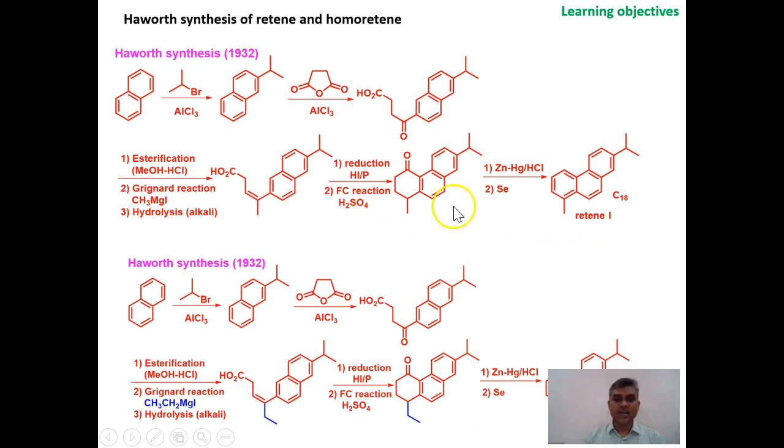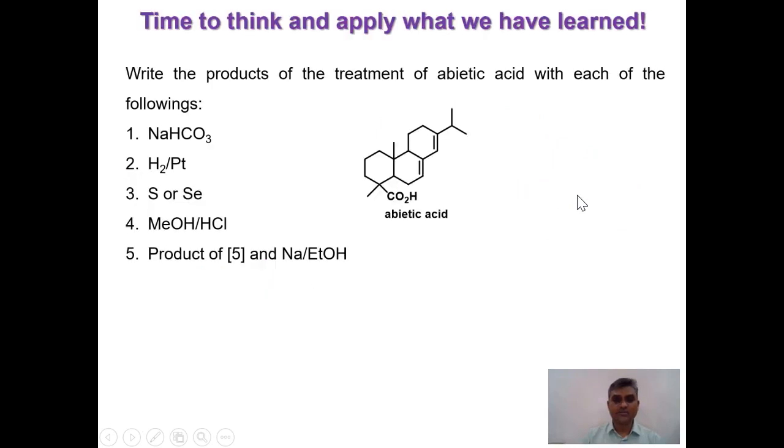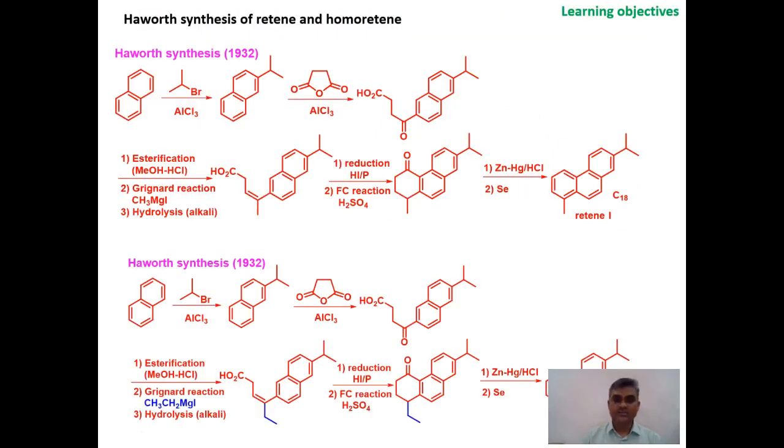Then another one is about the Haworth synthesis, Haworth synthesis of retene and homoretene. These two are very much parallel except here methyl magnesium bromide and there ethyl magnesium iodide. So on the basis of this we reach the structures of retene as well as homoretene. Retene has given us a phenanthrene skeleton as a clue for the abietic acid structure, whereas homoretene has given us a clue for the presence of CO2H group here. So in this way, we have learned the applications of Haworth synthesis for the synthesis of this very useful aromatic hydrocarbon. So in this way, we have learned the structure determination of abietic acid.